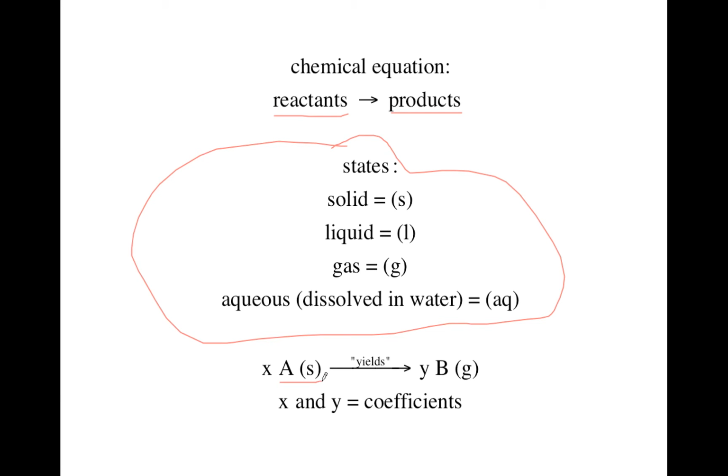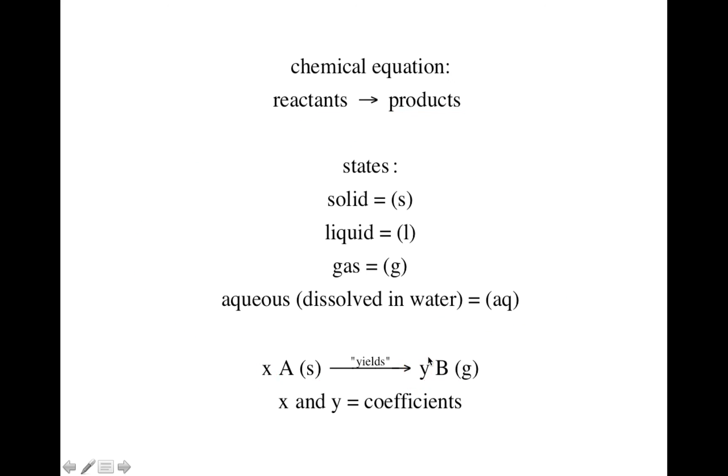Substance A, which is a solid, reacts, and we use the word yields. You can pronounce the arrow yields. Substance B, which is a gas. Now, there'll be numbers in front of the chemicals in a balanced equation, X and Y. Those numbers are known as coefficients. If there's no number there, you assume it's 1.